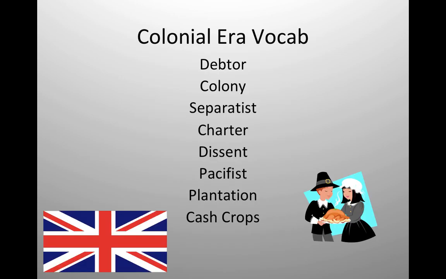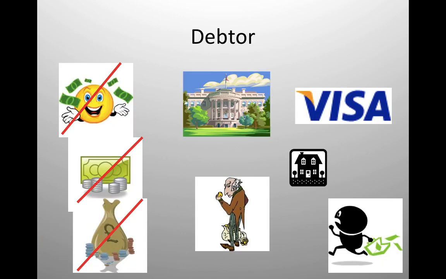So these are our 8 words: debtor, colony, separatist, charter, descent, pacifist, plantation, cash crops. So these are our 8 new words. Maybe you know some of these already. Maybe some of them are new. I see a couple on here that you may have learned in 7th grade social studies if you were here at Decatur Middle School. So let's start with our first word. First word is debtor. Debtor.